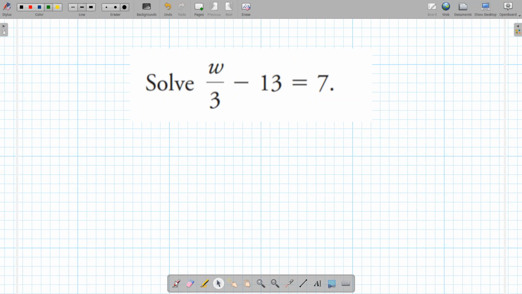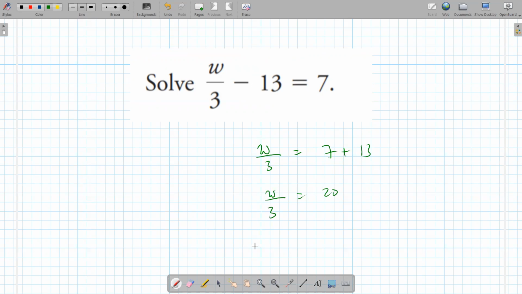Would you still deal with the 13 first? Yeah. So you would have to take away 13 from 7. So 7 minus 13? Like that? No, plus. Plus, right? Exactly. So you have 20 equals W over 3.